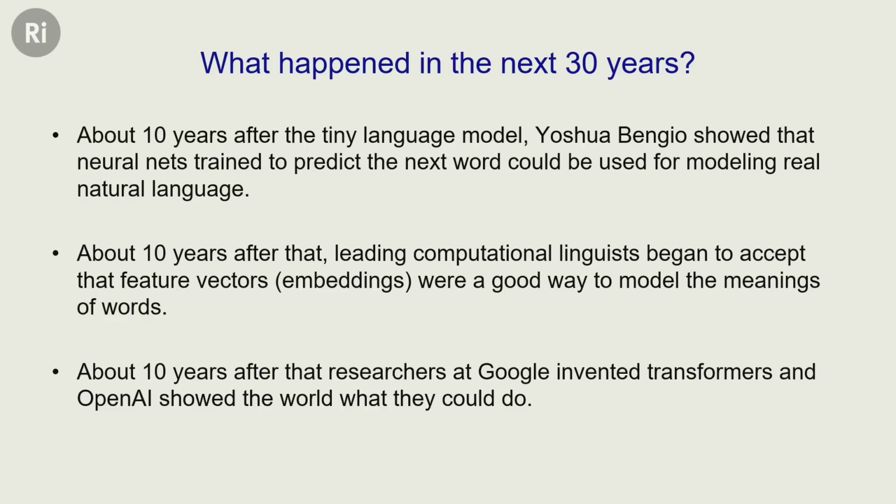About 10 years after Yoshua Bengio had shown that, the linguists finally decided that actually, hey, having these feature vectors to capture the meanings of words is quite a good idea. And about 10 years after that, people at Google invented transformers, which are a particular architecture that I'm not going to go into. And those transformers made these models very good at predicting the next word. But they were doing it in just the way my tiny language model was doing, at a very crude level.